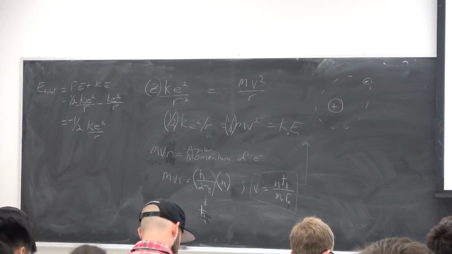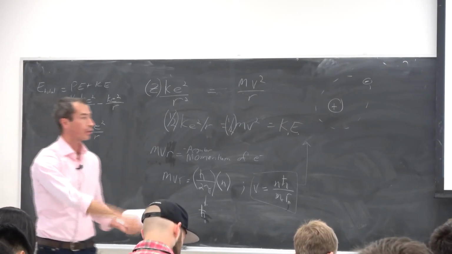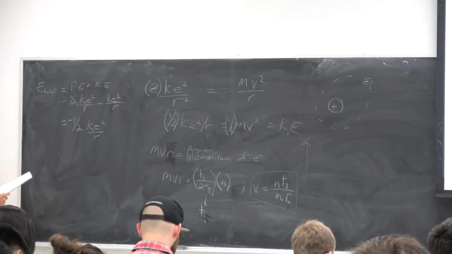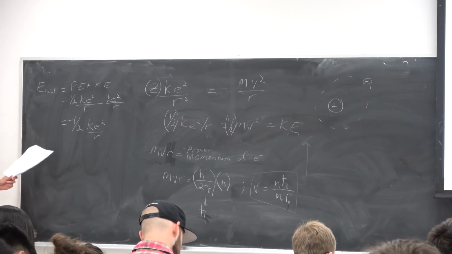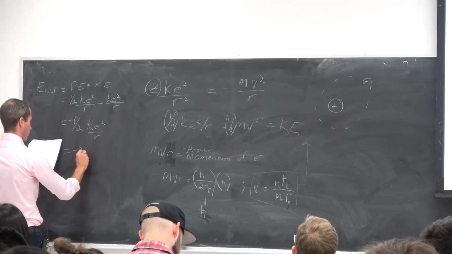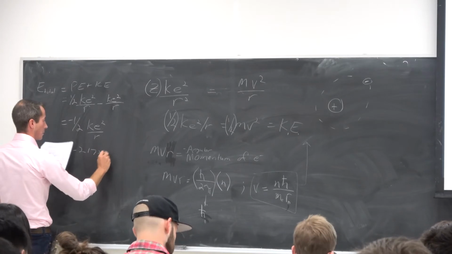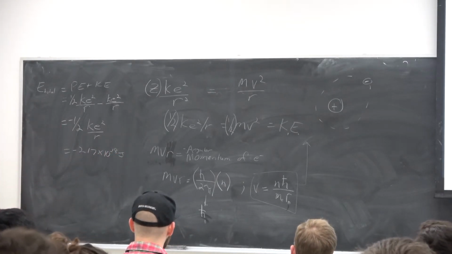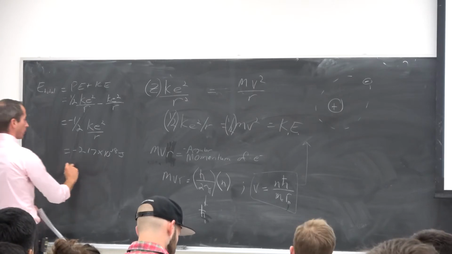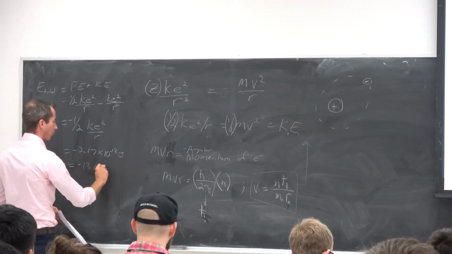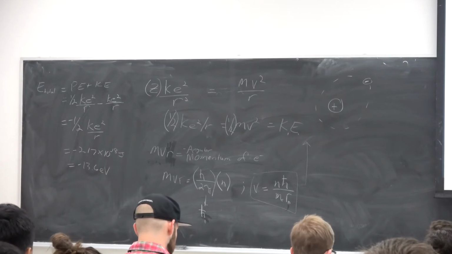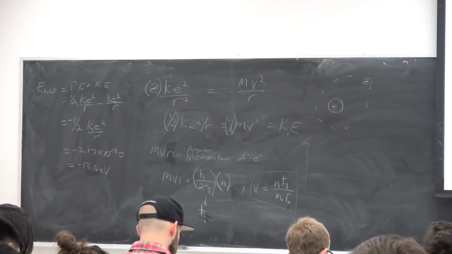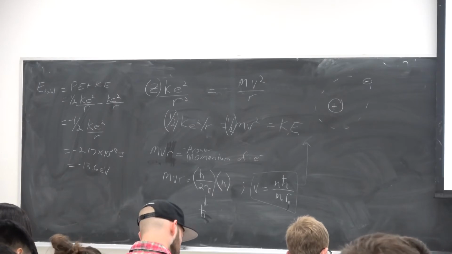Okay, and we just solved for r, right? And we know our k, we know our e, and so then this becomes negative 2.17 times 10 to the negative 18th joules, which is often written in electron volts. Okay?